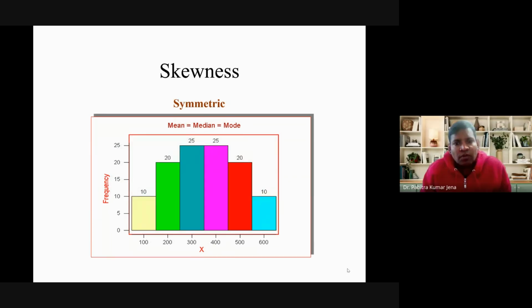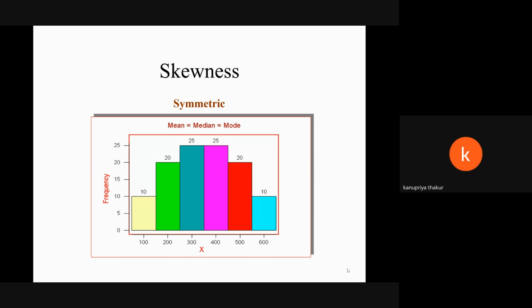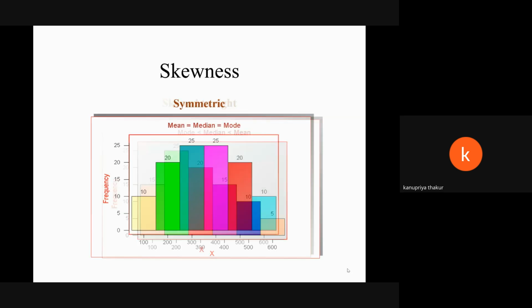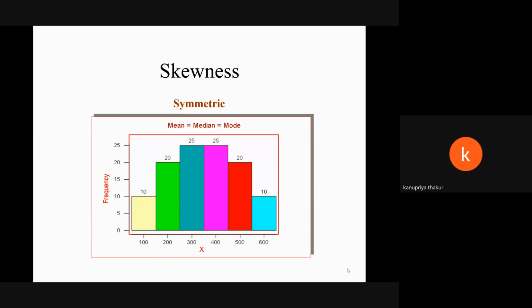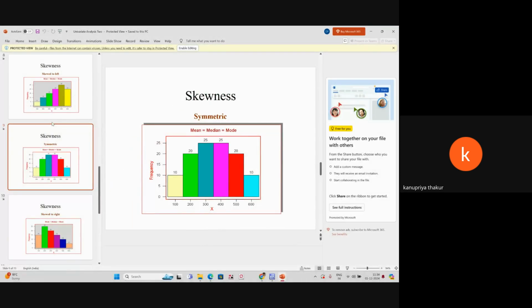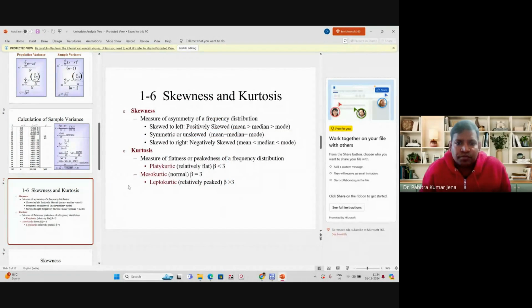Yeah. So this is how they look in skewness. Excuse me, sir. Yes. So what is the required range of kurtosis and skewness? Desired range. Just one minute.